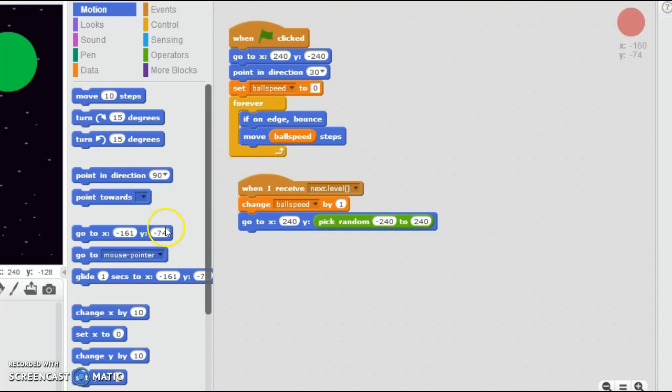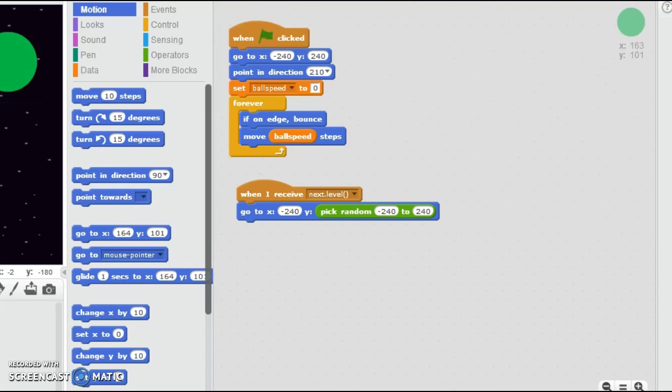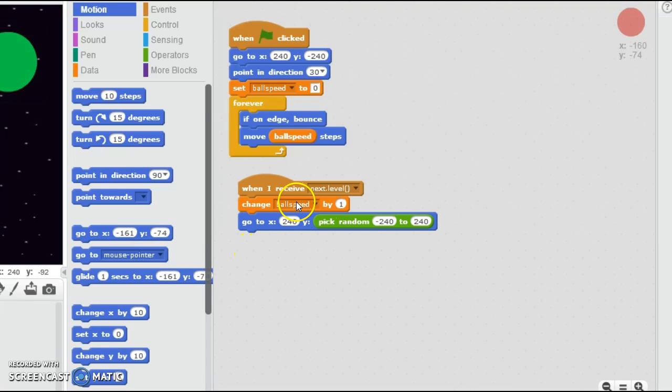Otherwise, the ball speed would increase by n number of times depending on how many next level routines there are. And we've actually got 3. There's one in the cat routine and one in each of the button routines. So the only one that actually changes the ball speed is the red one.